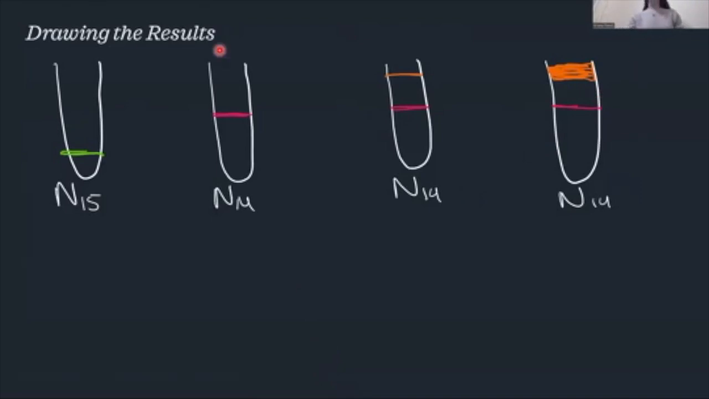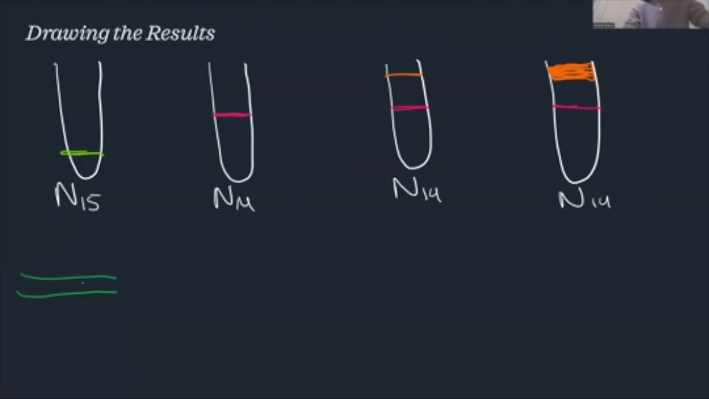And at the end of their experiment, they discovered that it's semi-conservative. So knowing that, I'm going to draw what it would look like, so hopefully it makes a little more sense why it looks like this in the tubes. To begin with, we started out with some N15 DNA, and then we added it to N14.